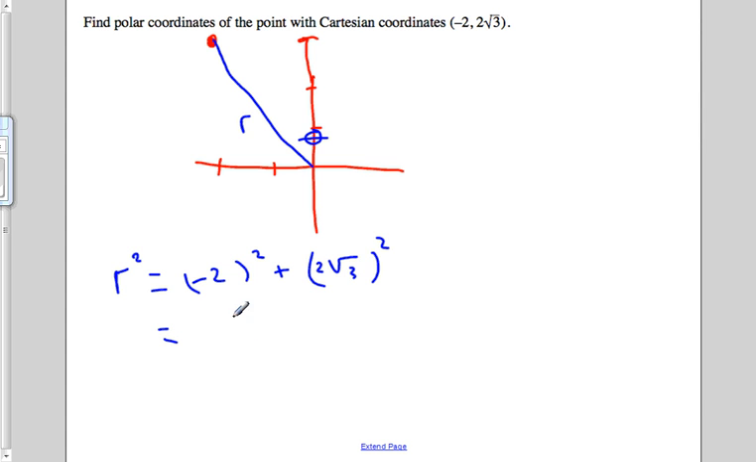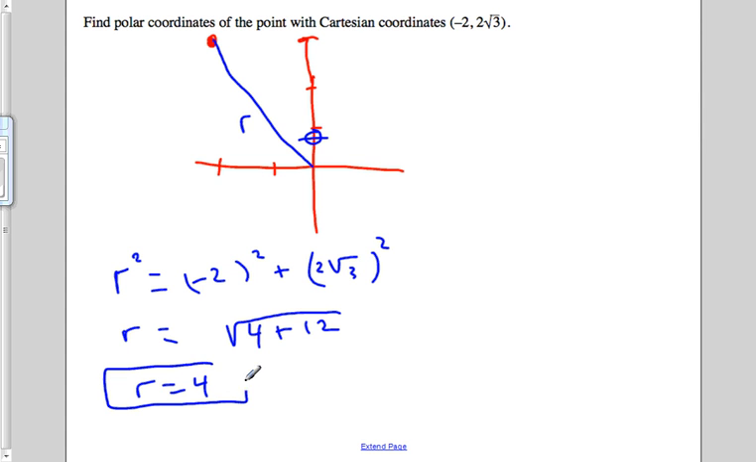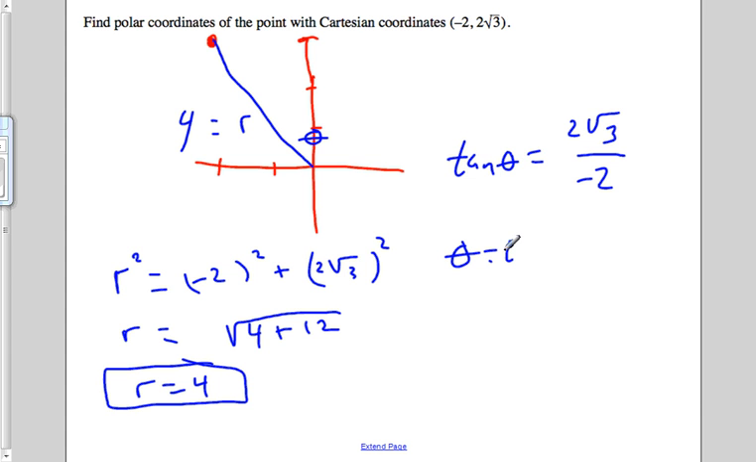And simplifying this, we get 4 plus 12, square root it to find r, and we get r equals 4. So we know that r equals 4. And to find theta, we know that tangent of theta equals y over x. So we know that theta equals arctan of negative root 3.